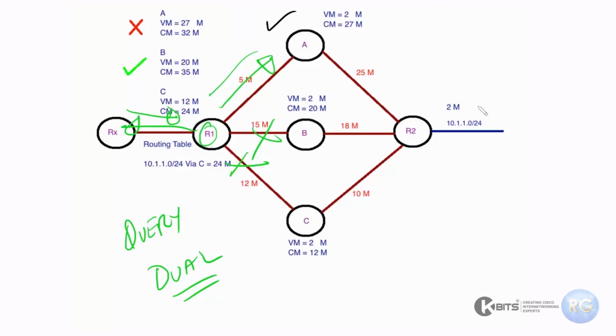You get my point, but it's still a little slower than it would have to do with what? With DUAL. Because with DUAL, it's in your topology table. I just pull it up and put it in. Good, everybody?